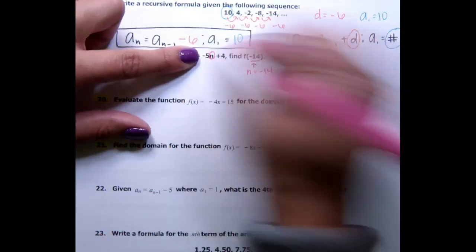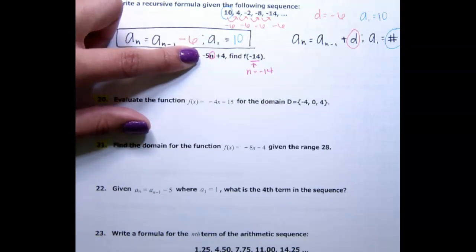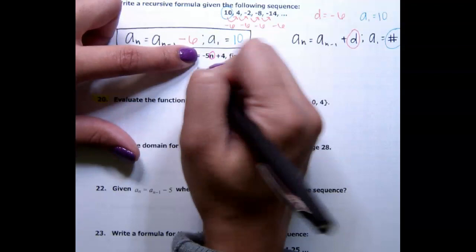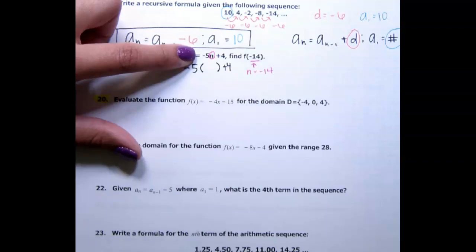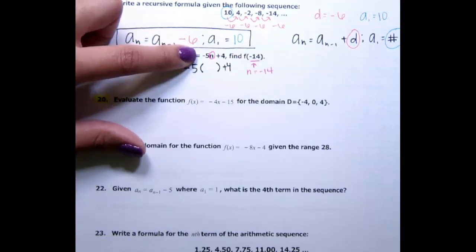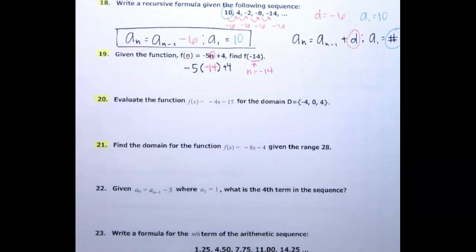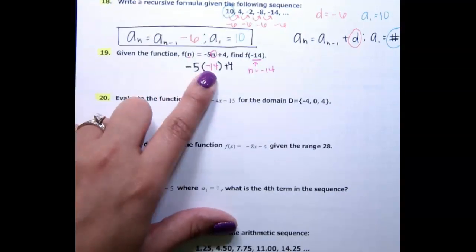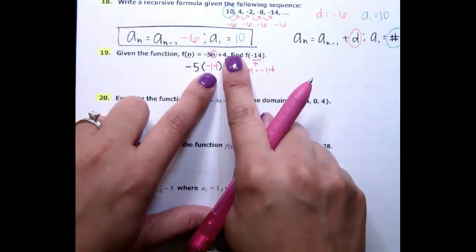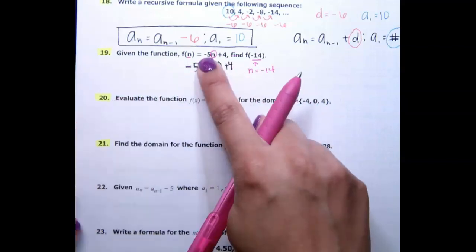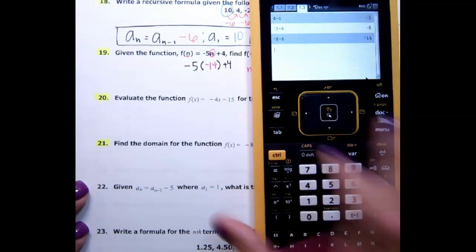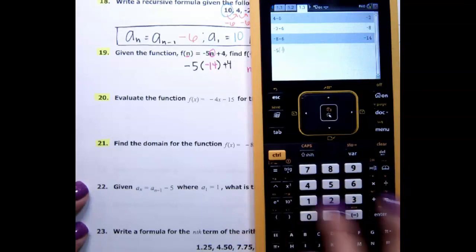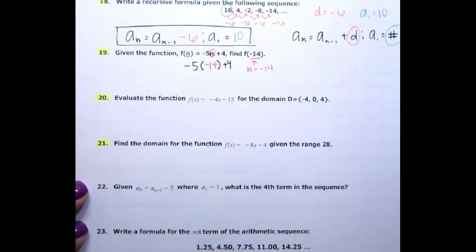The only thing I am going to replace is the n. Everything else is going to stay exactly the same. So, negative 5. When we replace a variable, we have to make sure we use parentheses. And inside those parentheses, I put negative 14. So negative 5, parentheses means to multiply. So negative 5 times negative 14 plus 4. When a variable and a number are next to each other, they're being multiplied. Well, now I just need to figure out what all of this equals. Negative 5, parentheses, negative 14 plus 4. And that answer is 74.